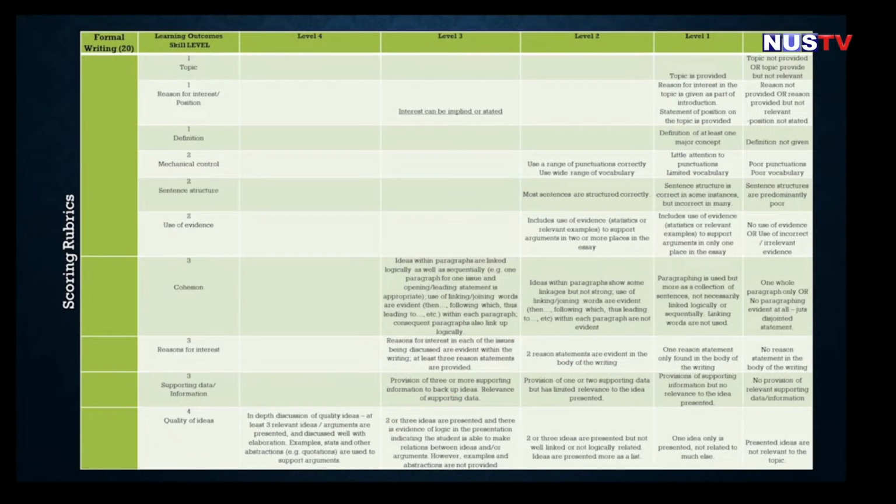Now, have a look at the scoring rubrics shown on the screen. I am sure you have seen this rubrics or something similar before. The scoring rubrics, also known as the marking criteria, is used to guide teachers and students on where scores or marks are awarded in your essay. Okay, now let's look closely at our scoring rubrics.